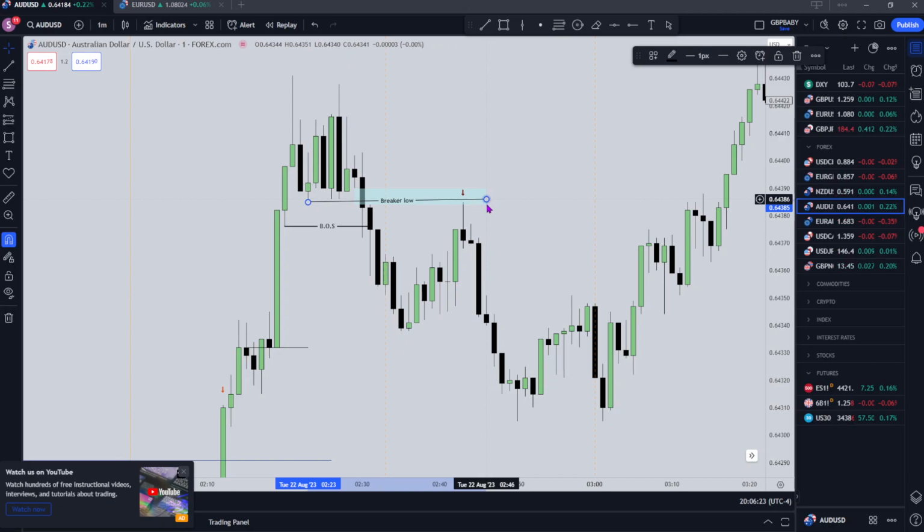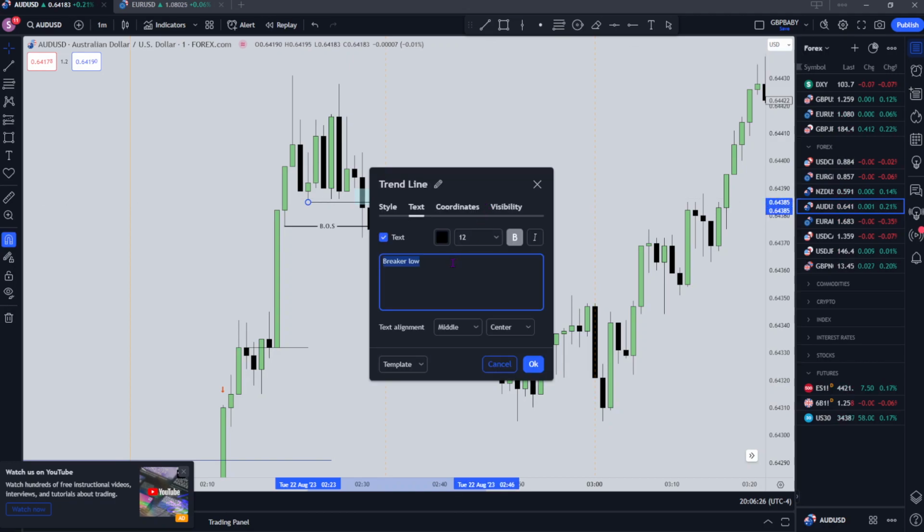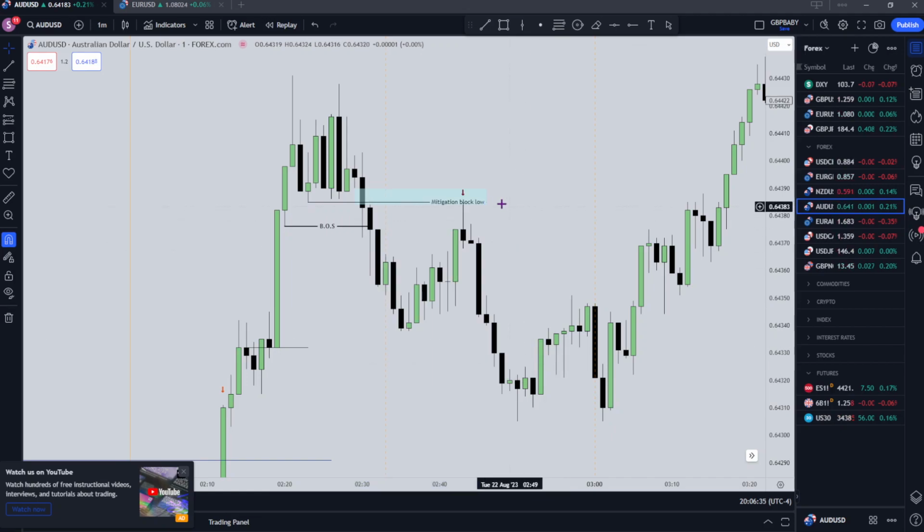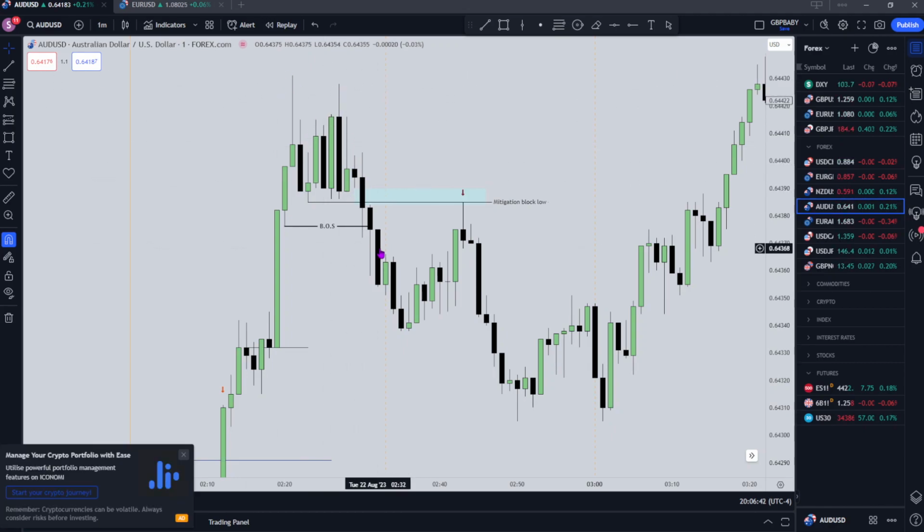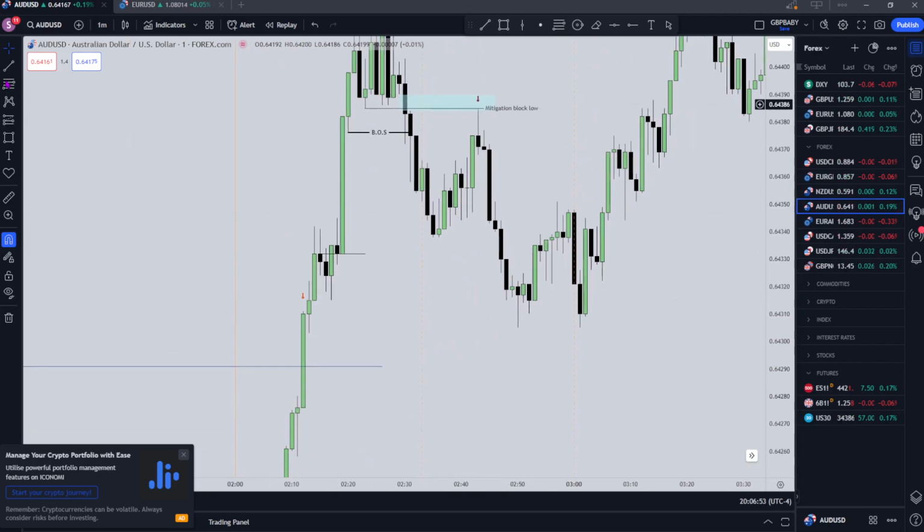Technically, this is a mitigation block, so what I'm going to do is put mitigation block. Why? Because we've got a high, low, lower high, so a failure to take out that high, and then we break lower. So that would make this a mitigation block. We can see we come up, take out these short-term swing highs, tag that mitigation block low, and then what happens? We aggressively break lower and take out this sell side liquidity, and then of course we should have another run on stops.